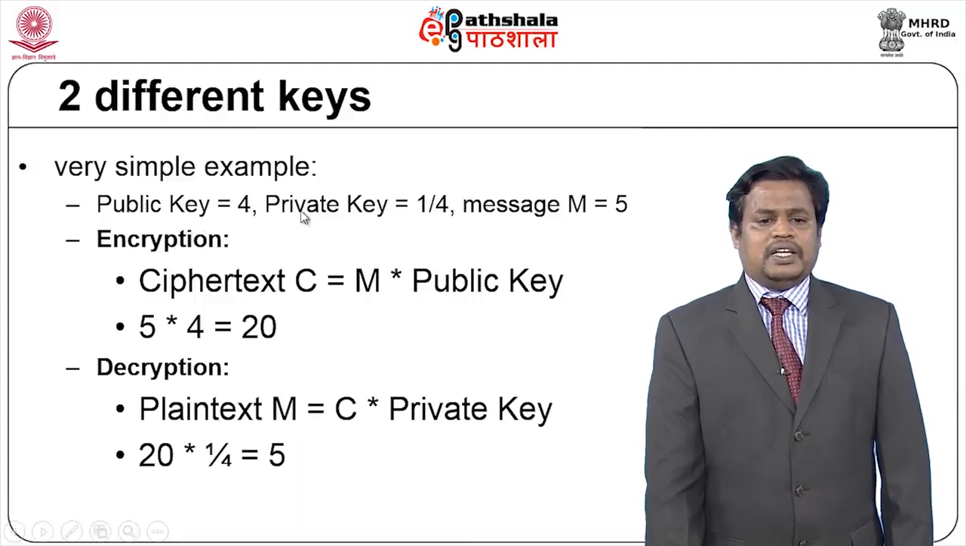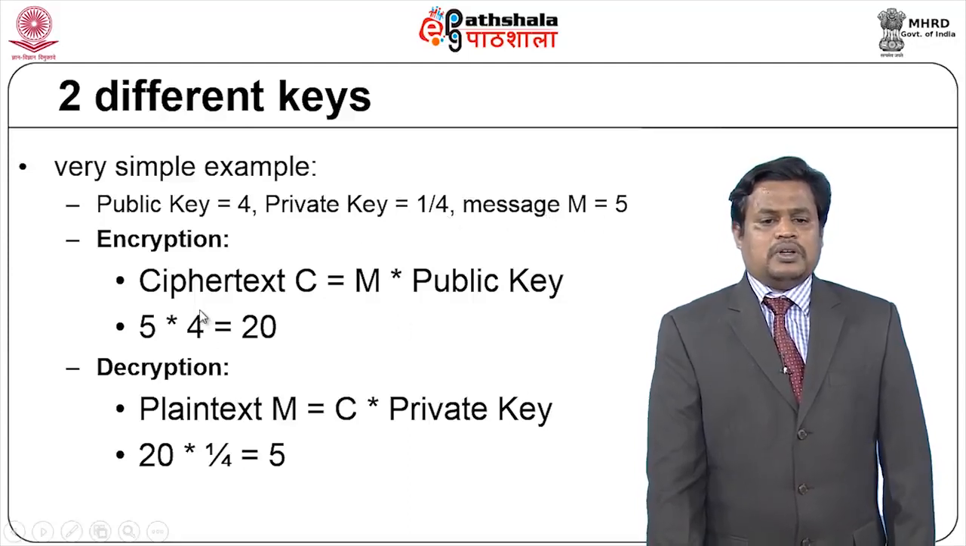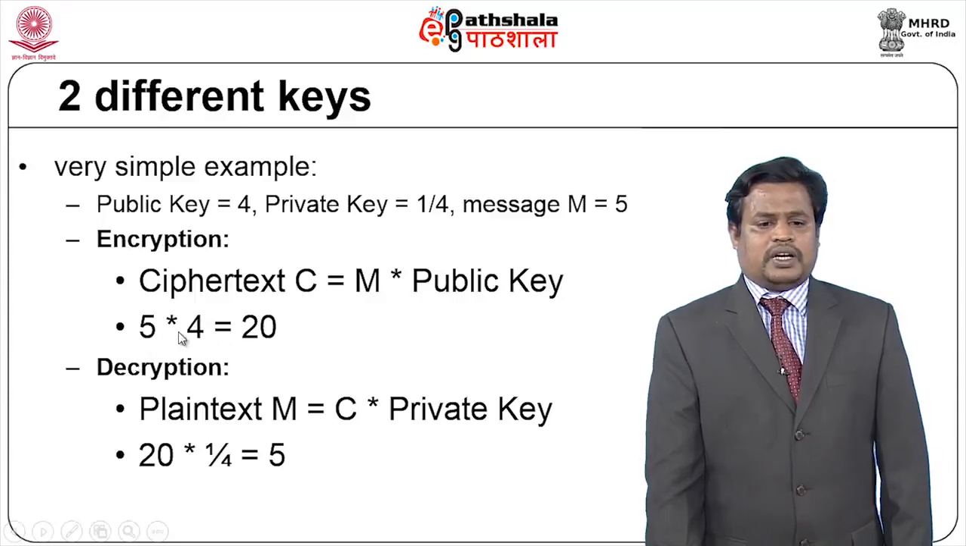The public key is 4, the private key is 1/4, the message is equal to 5. So, it is very simple. Ciphertext C is equal to M into public key, that is 5 into 4 is 20. Decryption: plain text is equal to C into private key, that is 20 into 1/4 is 5. So, now we are able to get back the message. So, what is the message? 5.